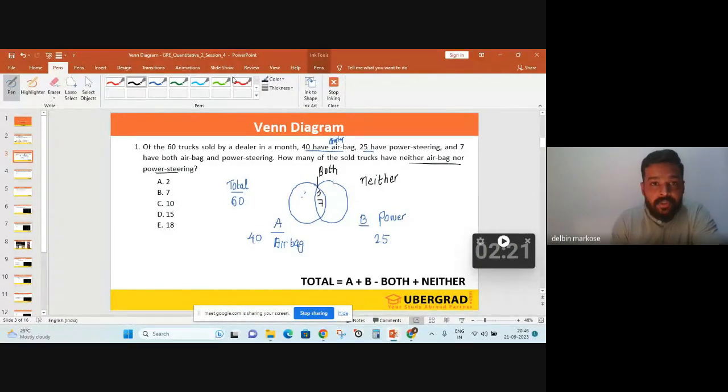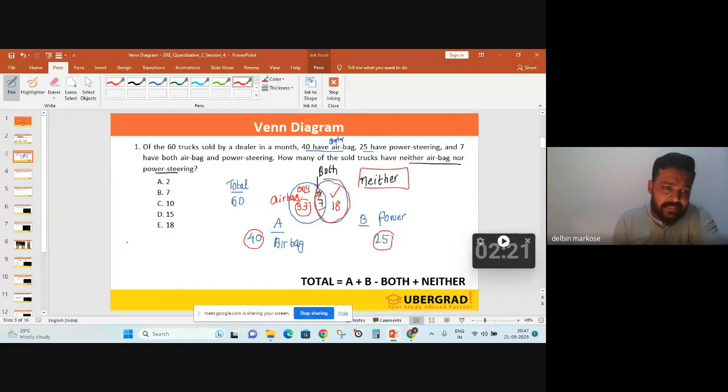Let's try to fill in all the information. This is a circle over there. The total value you have to get is 40. Now this value plus 7 you have to get 40, so the value here will be 33. What is the meaning of this one? Only airbag. Same logic for circle B. I know the total number of power steering is 25. This number is 7, so this value plus 7 has to be 25. This will be 18. So they're asking for the neither category.